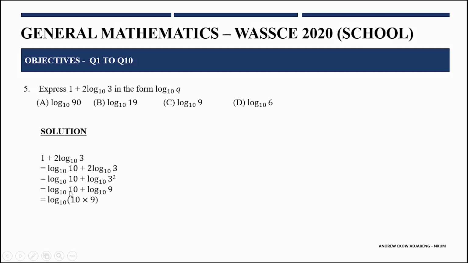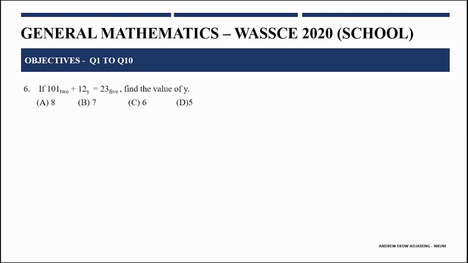We group, factorize it. Then we have log 10. And then in log, or in indices, addition means multiplication. So we have 10 times 9. And our final answer, therefore, is log 90. In that sense, A is the correct answer for question 5.